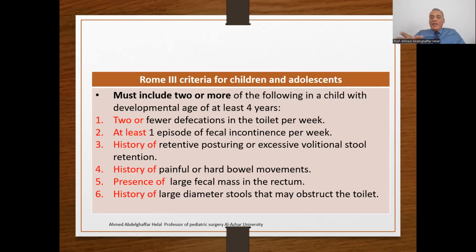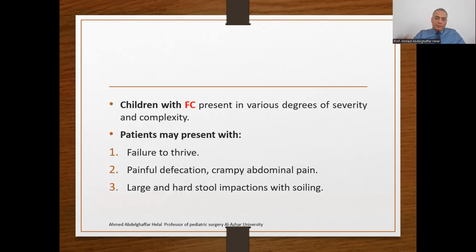The Rome 3 criteria used for diagnosing functional constipation must include 2 or more of the following: 2 or fewer defecations per week, at least 1 episode of fecal incontinence and soiling per week, history of retentive posturing or excessive volitional stool retention, history of painful or hard stool movement, presence of a large fecal mass in the rectum, history of large diameter stool that obstructs the toilet.